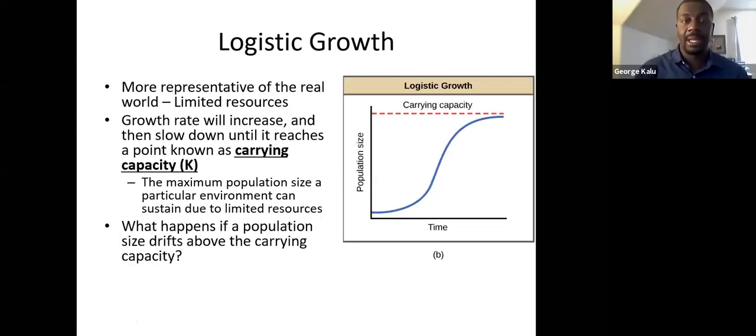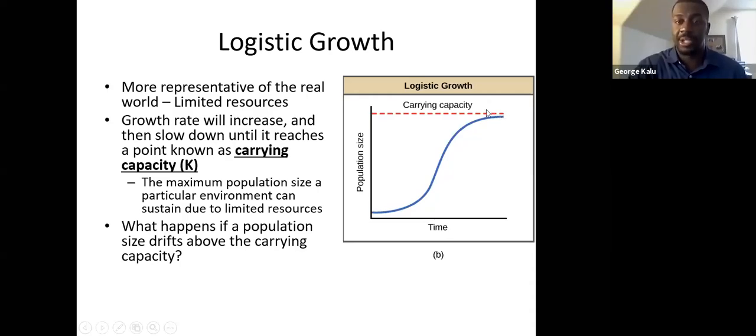Now, the more realistic type of growth pattern that we'll typically see is called logistic growth. Logistic growth is more representative of what we actually see in the real world. This indicates that we have limited resources in that particular habitat or environment. What we see here is the growth rate beginning to increase over a period of time, then it begins to slow until it reaches a point called the carrying capacity.